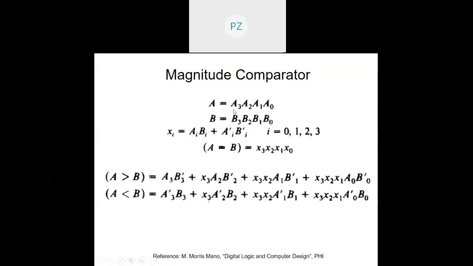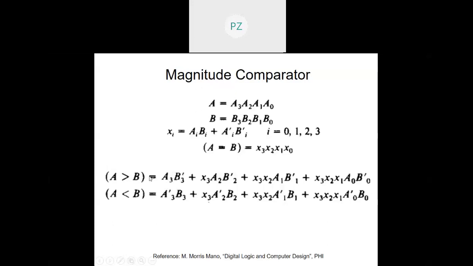So when you have to compare these two numbers, what do you do? You compare the most significant bits first. If a3 is greater than b3, you need not check the rest of them. You can conclude right there that A is greater than B, because the rest become insignificant in that case. What if a3 and b3 are equal? Now you will go on to check a2 b2. If a2 is greater than b2 in a condition where a3 and b3 are equal, you need not check the rest of them, right? And so on.